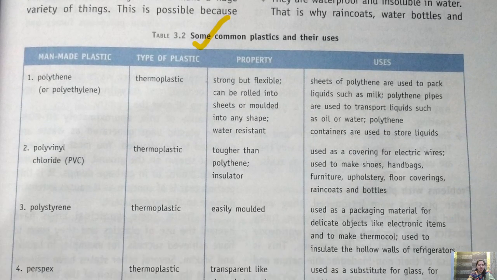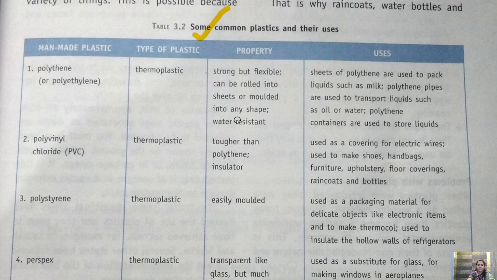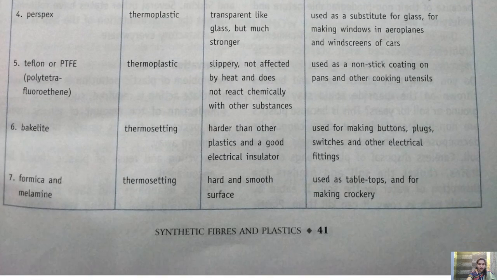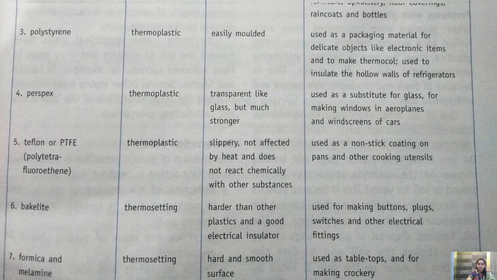Okay. Then we have this table. Children, this table is very, very important. So, polyethylene, polyvinyl chloride, that is PVC. PVC is basically used in the pipelines and so PVC is used there. PVC is a polyvinyl chloride. Polystyrene, perspex, these are thermoplastic materials. Teflon, bakelite, all these things are thermostatic. Okay. So, bakelite, formica, melamine, all these are thermostatic plastic materials.